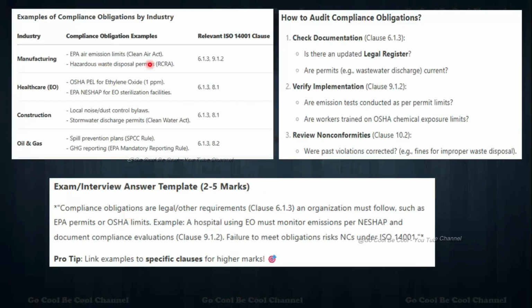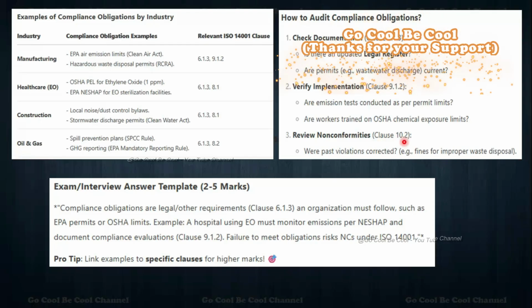In a very short form, in a nutshell, for these compliance obligations: here is manufacturing, EPA air emission test, 6.3, 9.1.2. We can locate these kinds of areas with this ISO clause number. Healthcare, then construction, oil and gas. Generally 6.1.3 is available, 8.1 and 8.2 are also there. That also you can fix up at the next level. How to audit compliance obligations: check documentation, verify implementation, and then review nonconformity. This is a very simple area. Again 6.1.3, 9.2, 9.1.2, and then 10.2, improvements and everything.